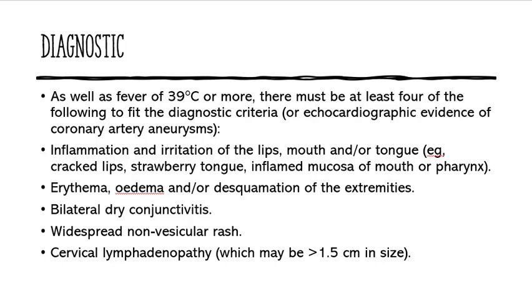So diagnostically, this is what they've mentioned. This is from patient.info. So the inflammation or irritation of the lips that you're looking at, so that strawberry tongue, erythema, edema, or desquamation of the extremities that you see, bilateral dry conjunctivitis. It's important it's dry, not wet. Widespread non-vesicular rashes, so essentially the polymorphous exanthema I was mentioning before, and the cervical lymphadenopathy that you might see, which is usually quite large.